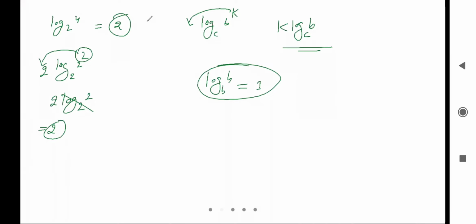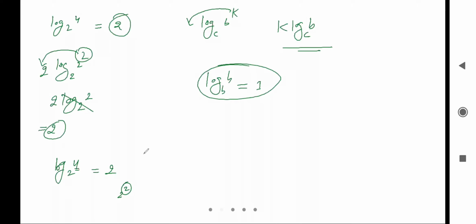Or we can think like, if it is log of 4 base 2, then what power should we take so that it becomes 4? What power of the base should we take so that it becomes 4? If we make the power of the base 2, then it becomes 4, right? It means its result is 2.